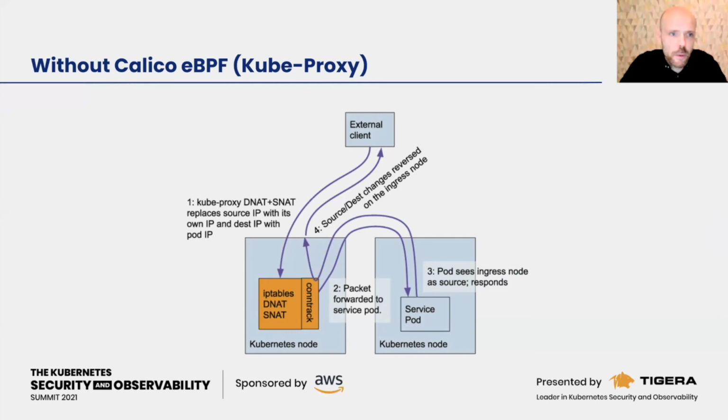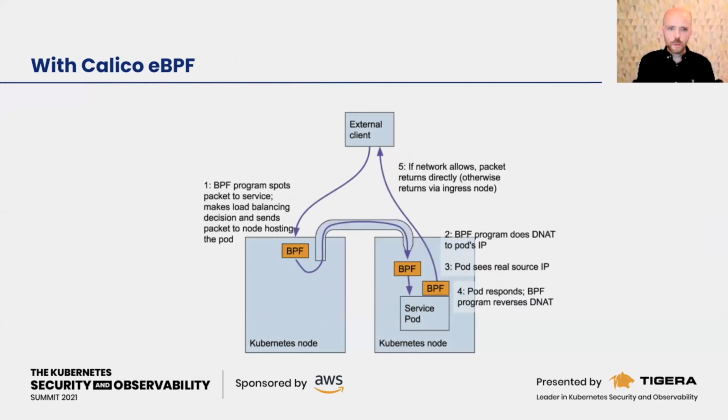So let's contrast that with what's possible with eBPF. We still have the same two Kubernetes nodes at the bottom and the same external client. But notice that now there's no Kube-Proxy. So step 1, the external client sends the traffic to the Kubernetes node hosting the service. The eBPF program spots the packet, makes a load balancing decision, and forwards the traffic on to the other node. Step 2, the BPF program in the second node does a destination NAT to the pod's IP. Step 3, the pod gets to see the real source IP of the external client.